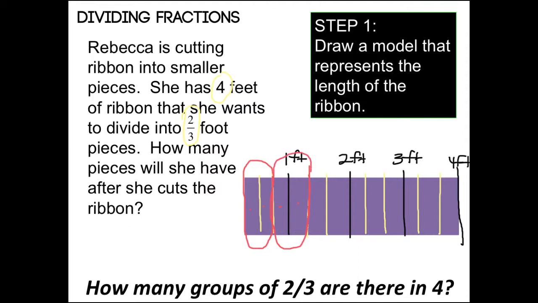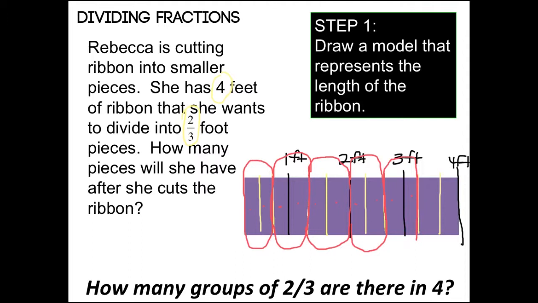Let's make another 2/3 piece. 1/3, 2/3, make a cut. Okay, let's do it again. 1/3, 2/3, make a cut. And oh wait a second, we can make one more piece. So let's go 1/3, 2/3, and make a cut. We'll circle that.